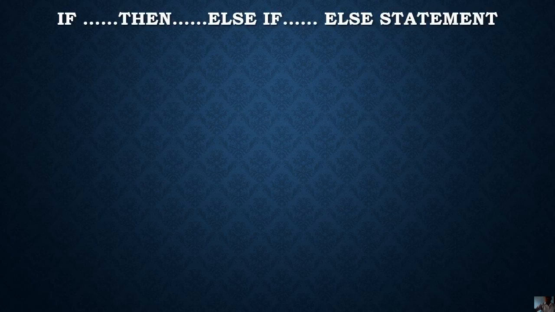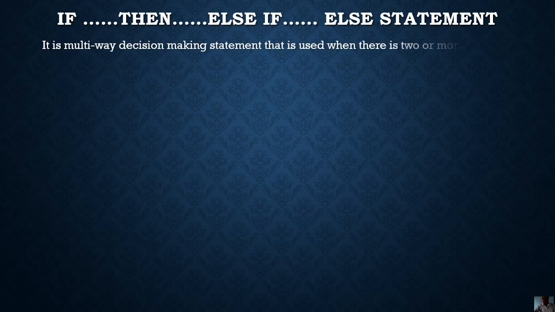So if then else if then else means nested else statements also. It is a multi-way decision making statement that is used when there are two or more conditions to be evaluated. So what kind of conditions will be there? We have just seen in the previous example, we had to find out the greatest number among two.